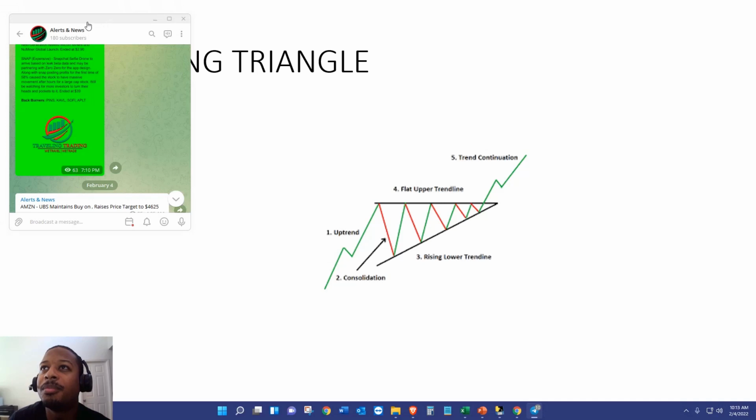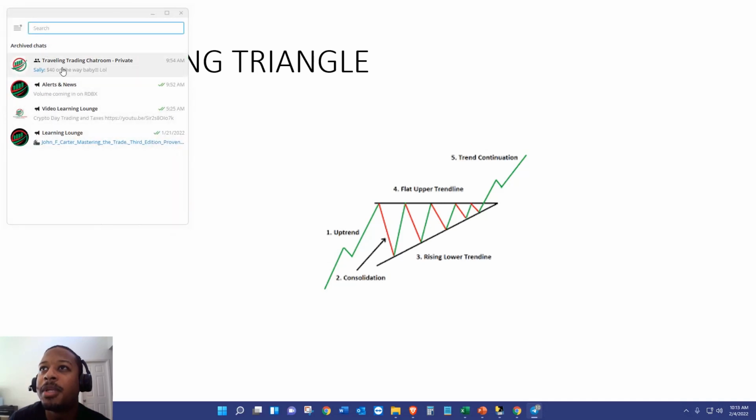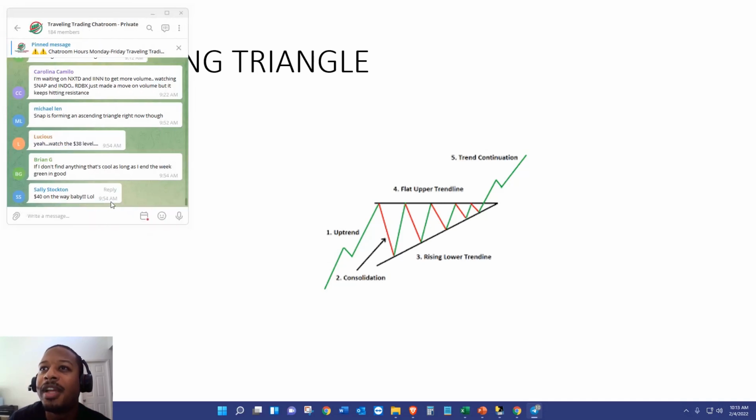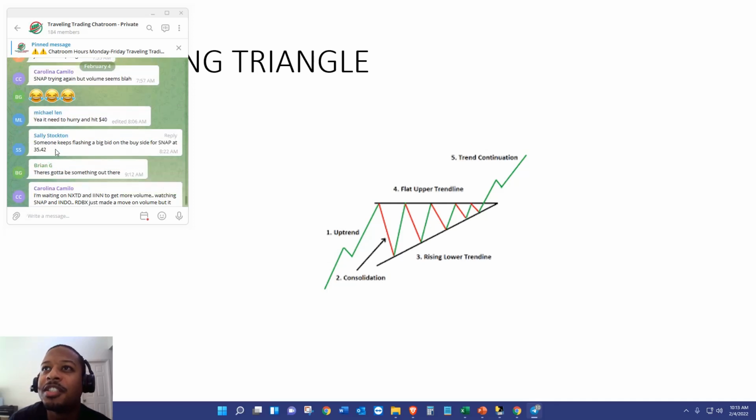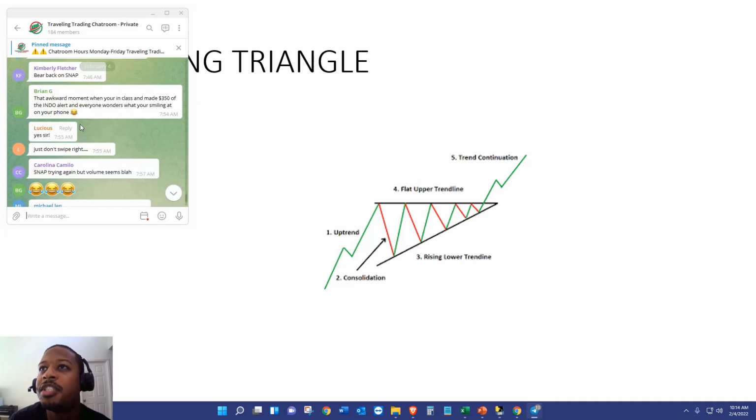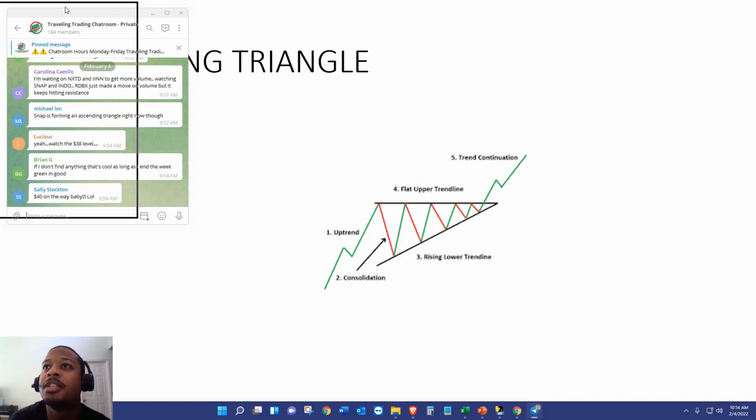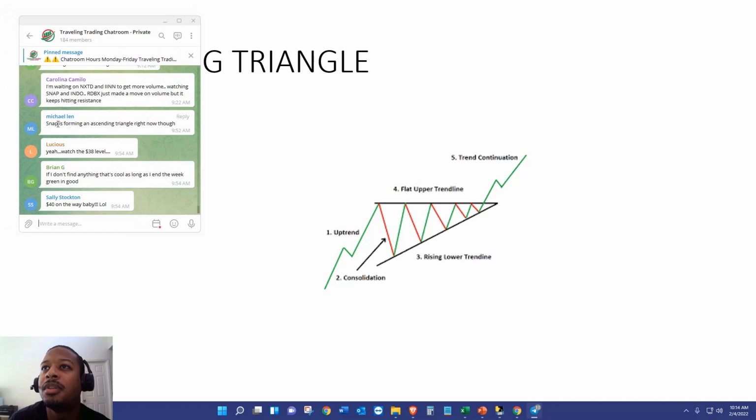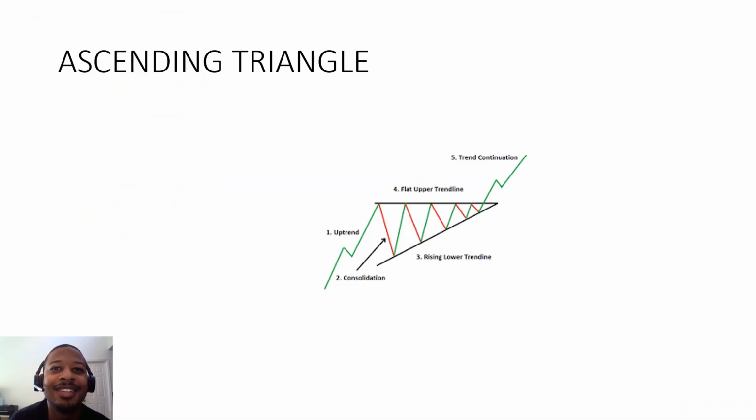And a lot of us have been banking in the chat room today off of that, like $40 on the way. I was telling the guys this is what I'm looking at. If you look in the Facebook group, I actually posted my results in there too. But yeah, we've been talking about this stock all day in the group chat. So look, even Mike knows that it's forming an ascending triangle. You guys are too much.